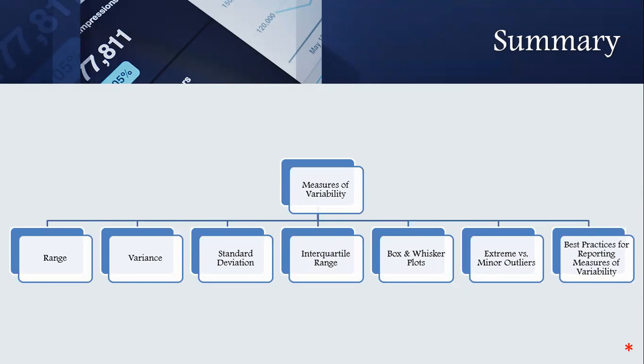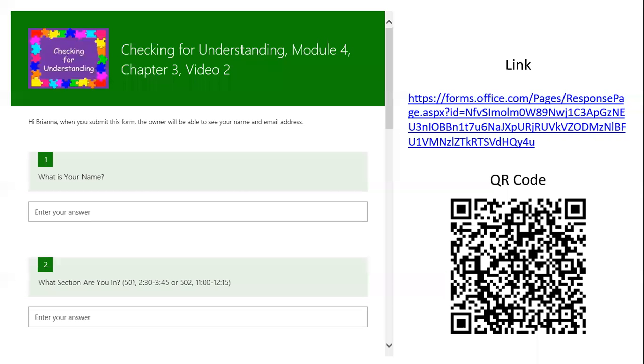So in summary, in this video, we have discussed measures of variability, which include range, variance, standard deviation, and interquartile range. We have also discussed the concept of box and whisker plots, as well as how to identify extreme and minor outliers. We ended our discussion by identifying some best practices for reporting measures of variability, along with measures of central tendency. This is the point at which I invite you to check for your understanding of these concepts.